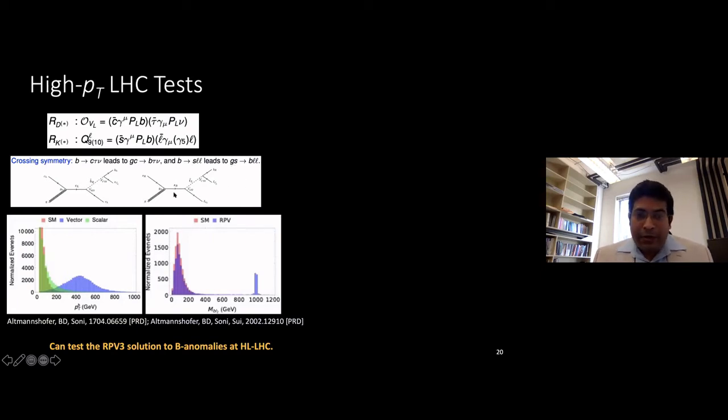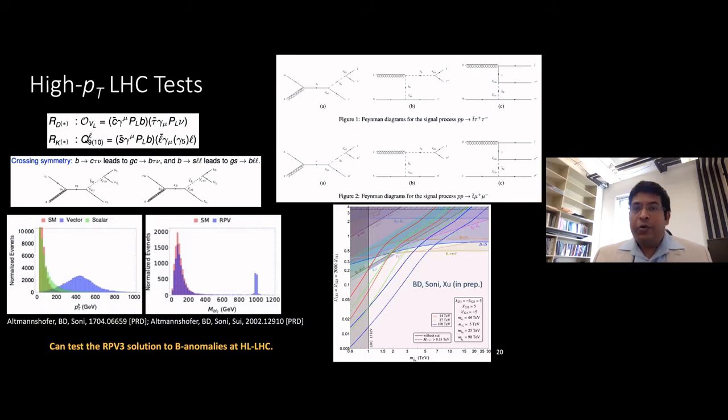And the good thing about this pp to b l l is that you can reconstruct one of these b l's, and that will give you a peak at the squark mass. So that is one way you can look for this RPV interpretation of the B anomalies at the LHC. And there are even more processes that you can look at the LHC.